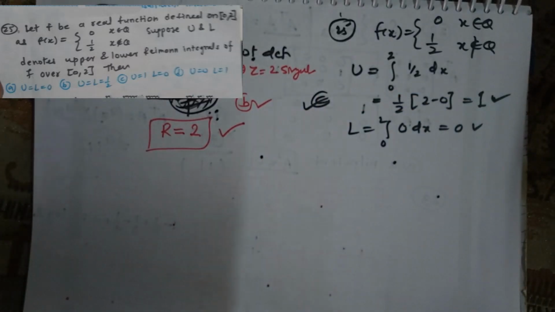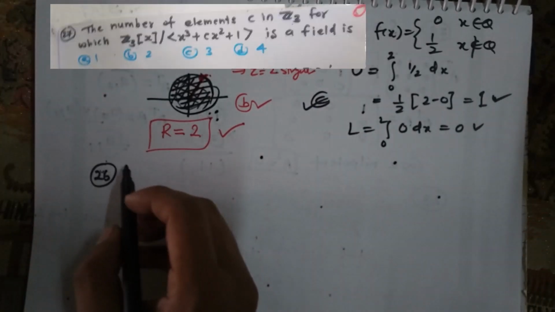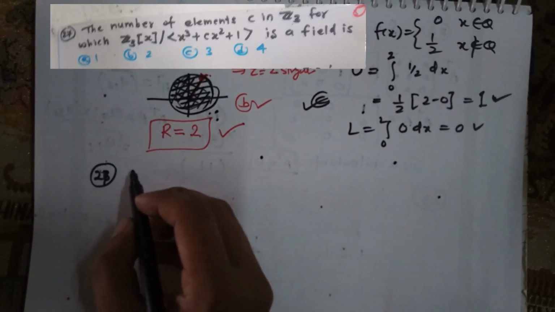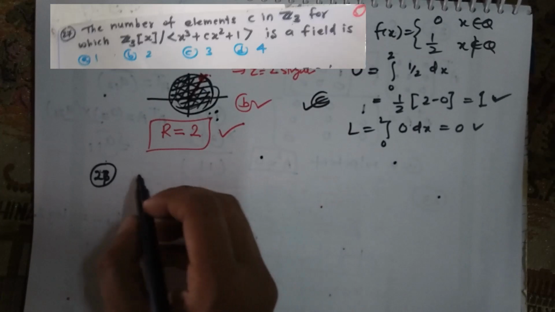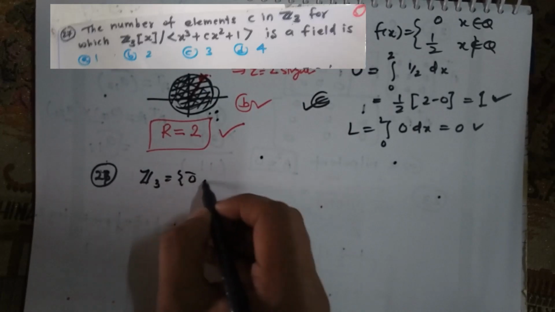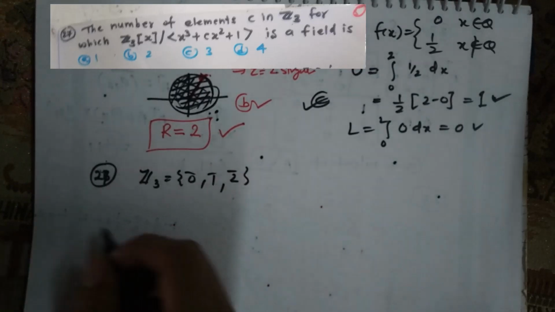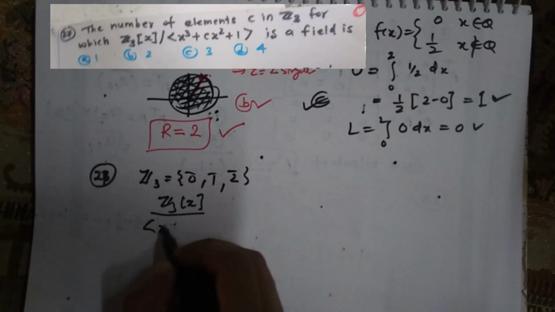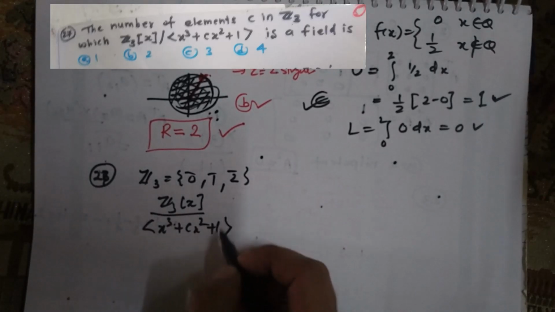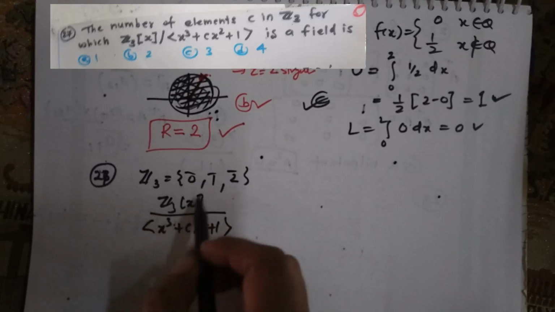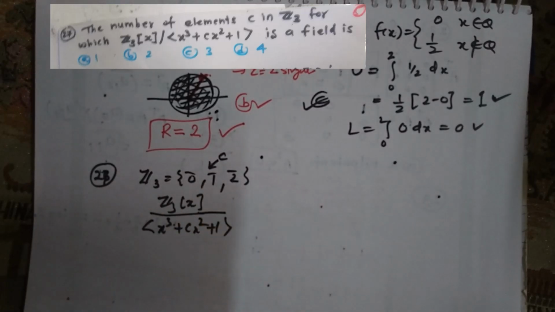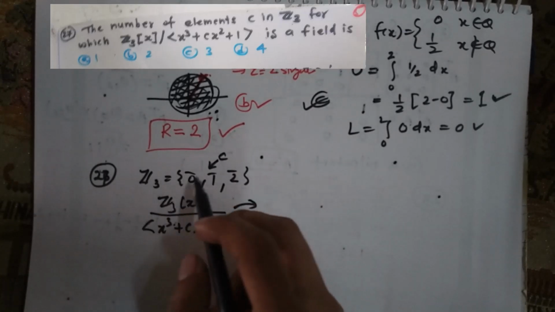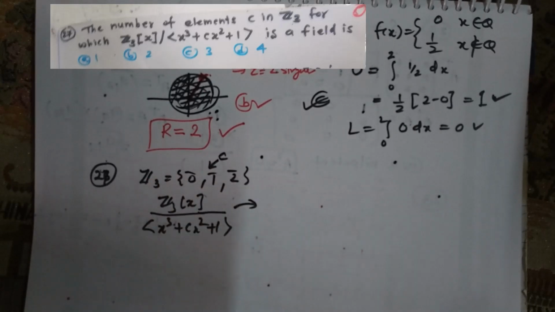Okay, let's move ahead. Question number 27. What they have given? The number of elements. This is tricky. They are asking how many numbers c in Z3 there are. So what is Z3? 0 bar, 1 bar and 2 bar. And they have given Z3[x] upon x cube plus c x square plus 1. They are asking for which values of c inside this Z3 this becomes a field. That's what they are asking.